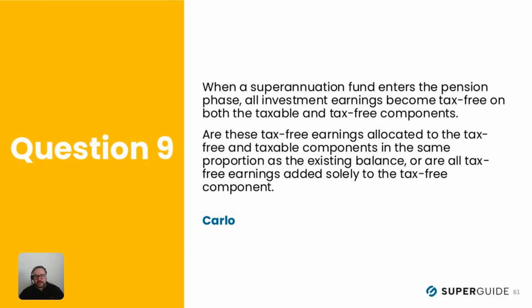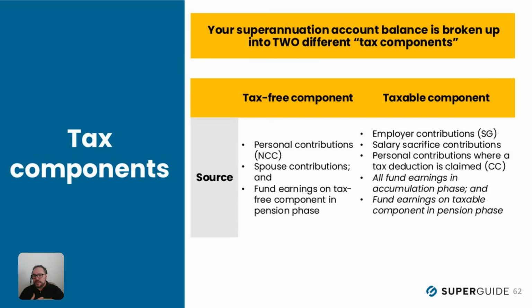Yes, again, a really good question, Carlo, and I thank you for asking it. And this is where superannuation rules become a little bit complicated, but it's not too hard to get our head around. We know that our super is broken up into two main components or tax components. That's the tax-free component. The tax-free component is made up of all of our personal non-concessional contributions. It includes spouse contributions, and it includes earnings in pension phase. I'll come back to that in a second.